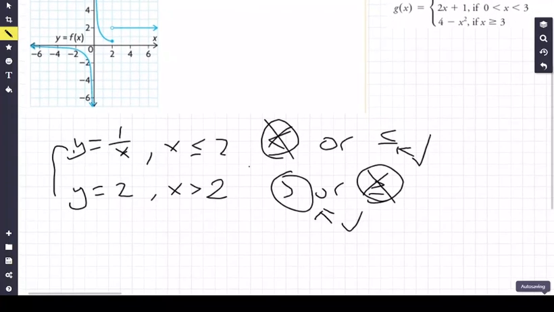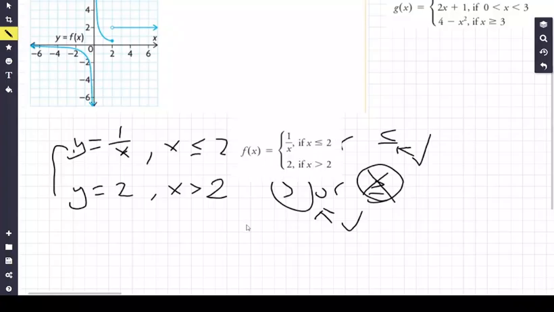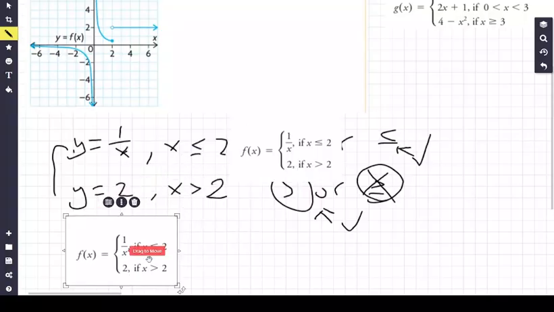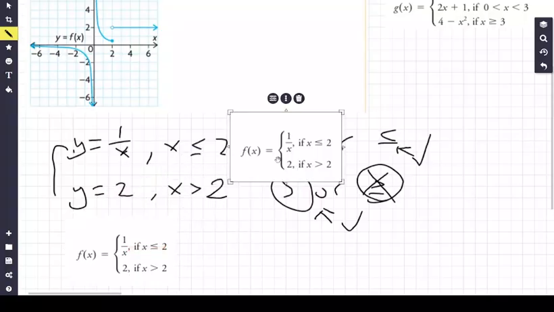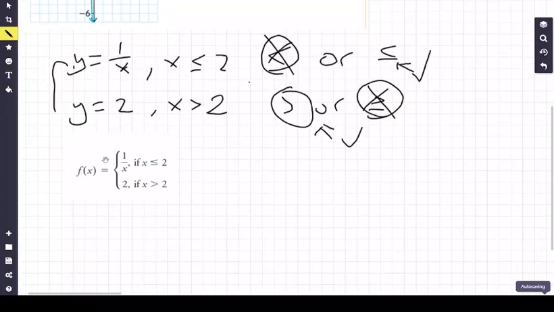So we have to find our function. The solid dot indicates that the point (2, 0.5) belongs within the reciprocal function. So when we have a formal answer, we want to write something like this. This should be your final answer. You should define a function f(x). It's equal to 1 over x if x is less than or equal to 2, and 2 if x is greater than 2. So it matches what we did here.